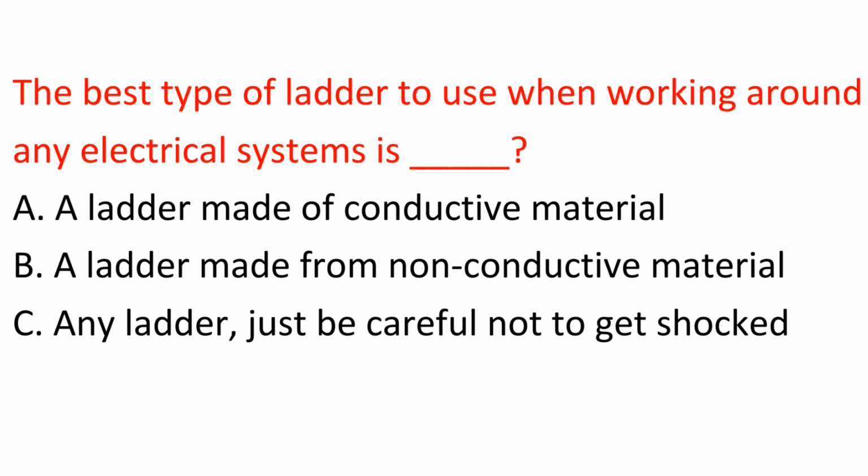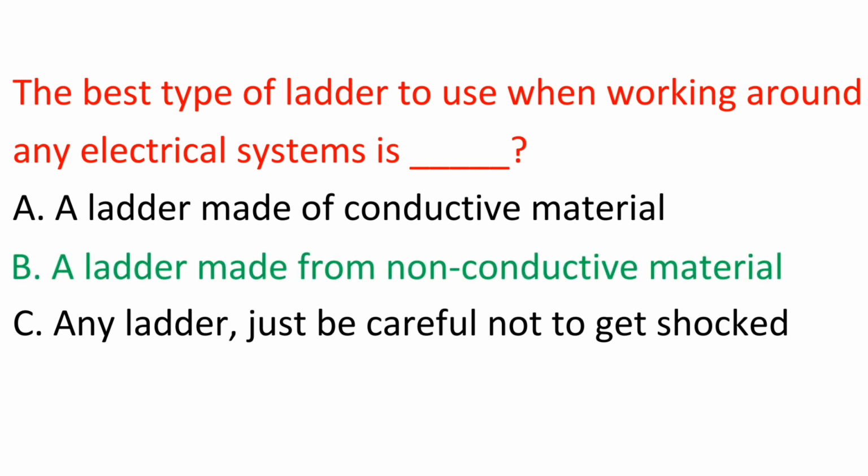Question: The best type of ladder to use when working around any electrical systems is underscore. A. A ladder made of conductive material. B. A ladder made from non-conductive material. C. Any ladder, just be careful not to get shocked. Answer: B. A ladder made from non-conductive material.